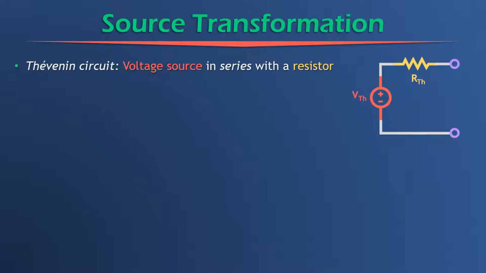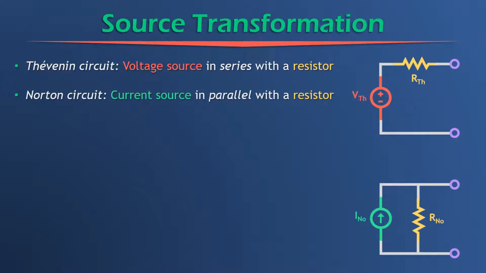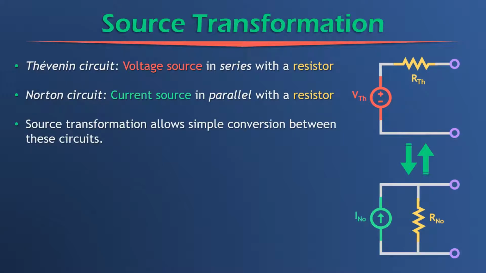So, source transformation is a principle that allows you to convert between one configuration of a circuit to another configuration of a circuit. The two configurations you'll be working between are a voltage source connected in series with a resistor, and a current source connected in parallel with the resistor. So you can move from the voltage source in series with the resistor to a current source in parallel with the resistor and vice versa.